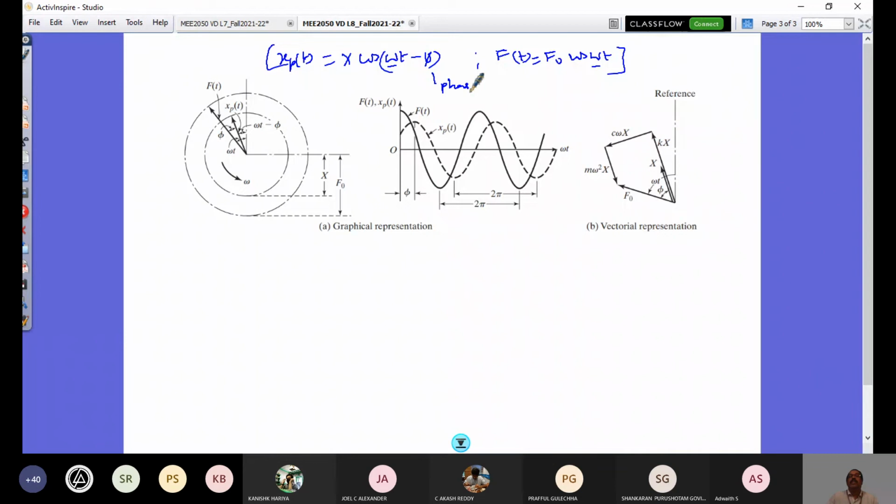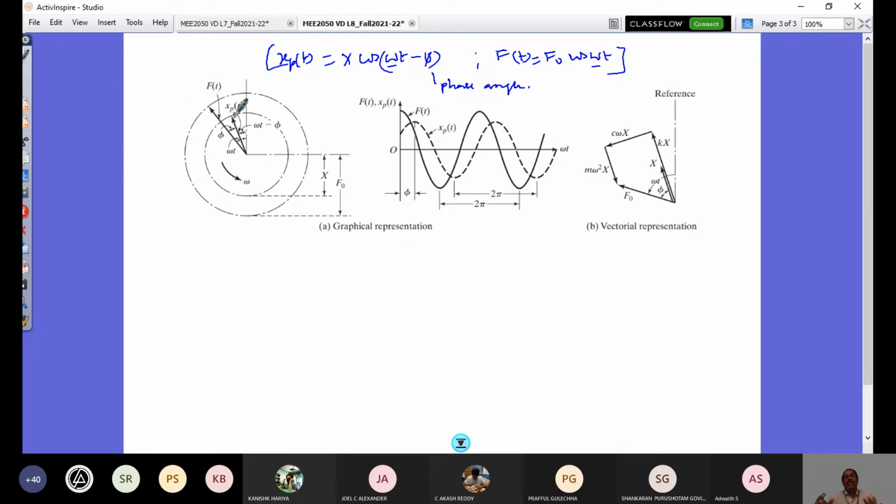Right. So we have looked at, in simple harmonic motion, the velocity vector, displacement vector, and acceleration vector with their phase angles. That is the representation of harmonic motion, free vibration. But in forced vibration, the excitation is also a harmonic function, and the response is also a harmonic function.